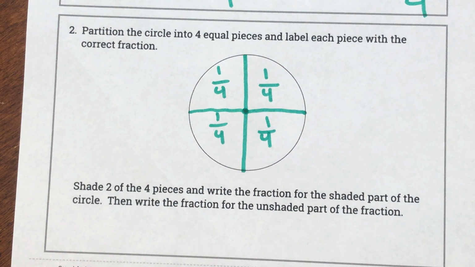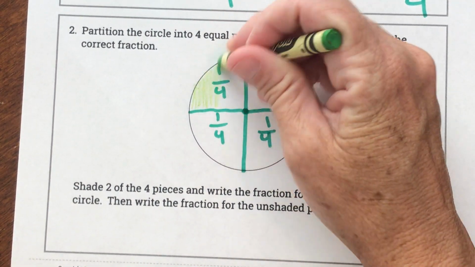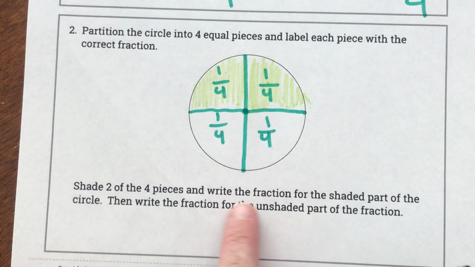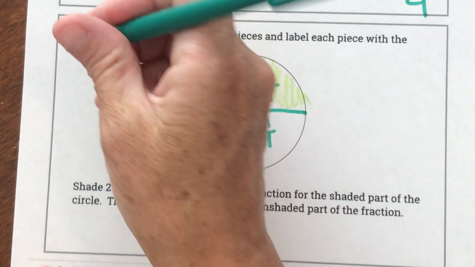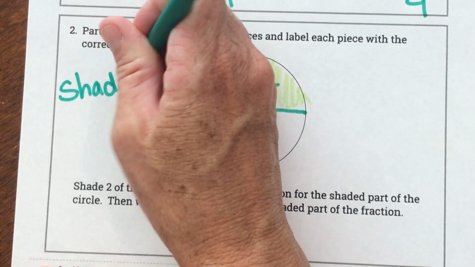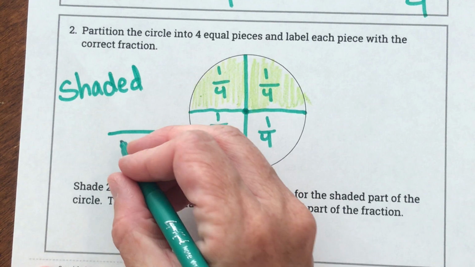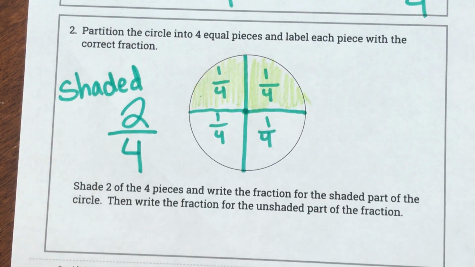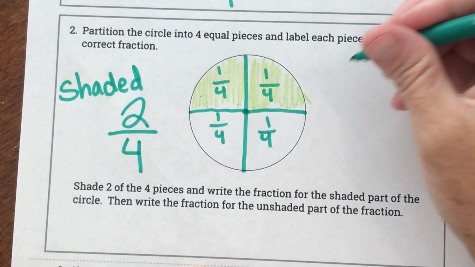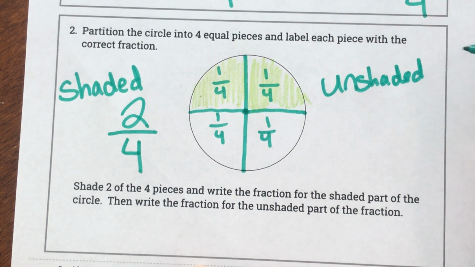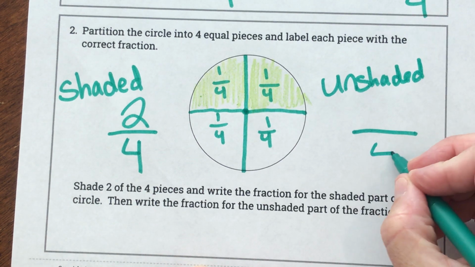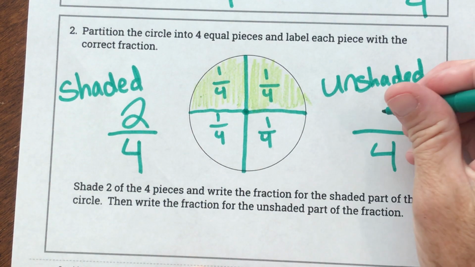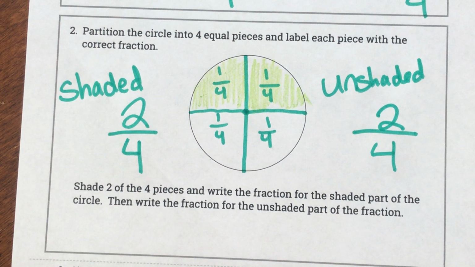Okay, let's read our directions. Shade 2 of the 4 pieces. So let's shade 2 of the 4 pieces. Here's 1, 2. It says, and write the fraction for the shaded part of the circle. How much is shaded? Well, the whole was cut into 4, so the denominator is 4, and how many pieces are shaded? 1, 2. It says, then write the fraction for the unshaded part. Unshaded, the whole was still cut into 4 pieces, so my denominator is still 4, and there are 2 not shaded, so 1, 2 pieces aren't shaded, so our answer is 2/4.